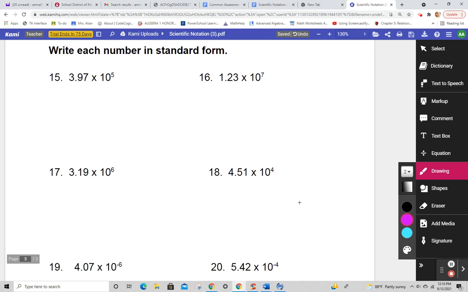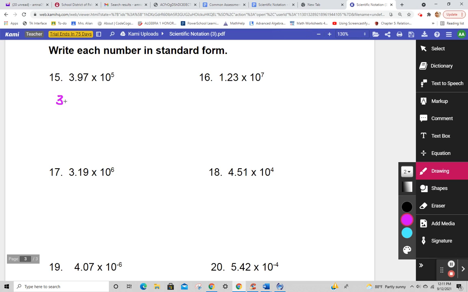Write each number in standard form. Now we're actually going in the reverse. They gave us the number in scientific form, and we have to put it in standard form. This exponent tells us what direction to move our decimal and how much. In this case, we're going to move our decimal to the right 5 places.